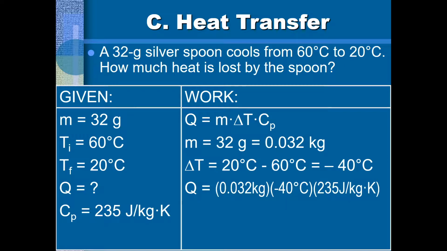So we plug those values in. Again, degrees Celsius and Kelvin are the same thing whenever we're referring to changes in temperature. So degrees Celsius and Kelvin cancel each other out. The kilogram and kilogram cancel each other out. The only unit that stays is joules. So we get a negative value here: negative 301 joules.